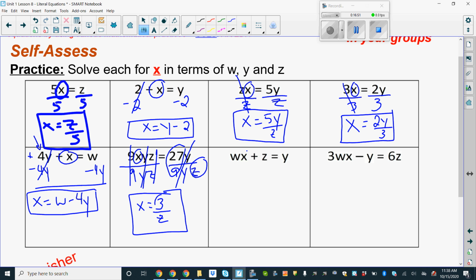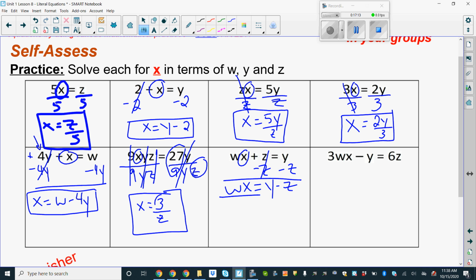Next one, we have to, again, solve for x. So we need to move whatever is being added or subtracted first. So we need to move the plus z, so we move it over by subtracting z, and subtract z. Y and z cannot subtract from each other because they're not like terms. So we're left with wx equals y minus z.